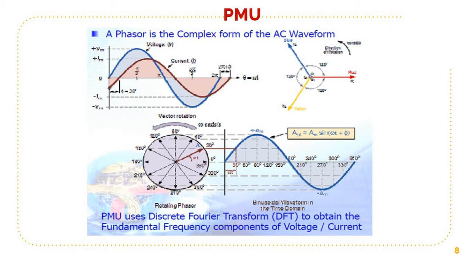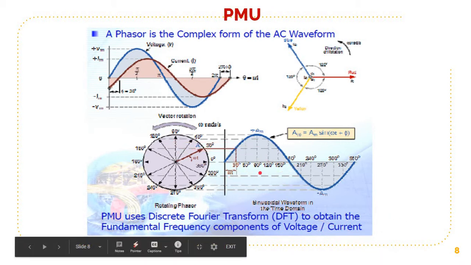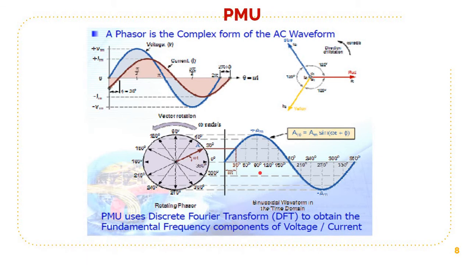Now this shows the phasor representation of a sinusoidal waveform. A sinusoid can be represented by a rotating vector or phasor. You might have already studied these things in your first course in electrical engineering. And phasor measurement units use DFT to obtain the fundamental frequency components of voltage and current.